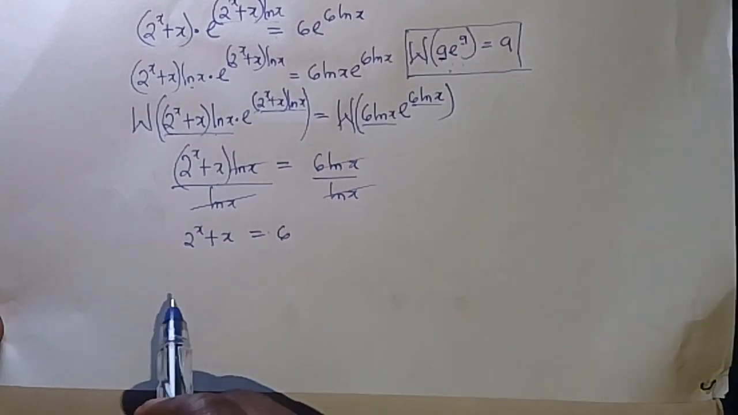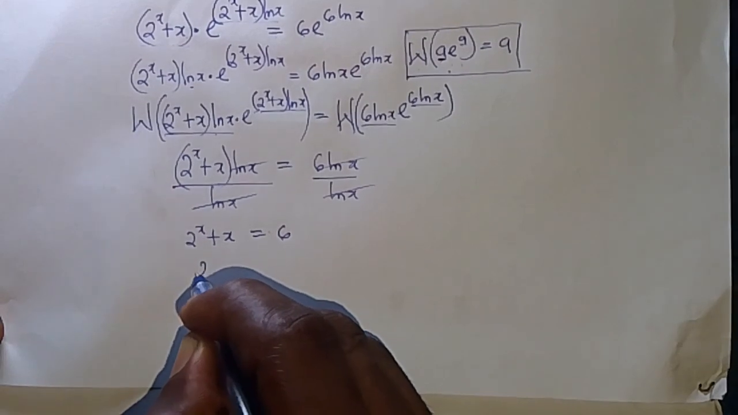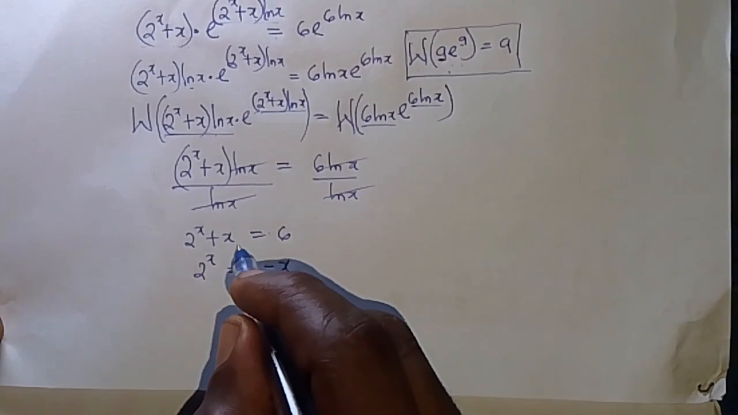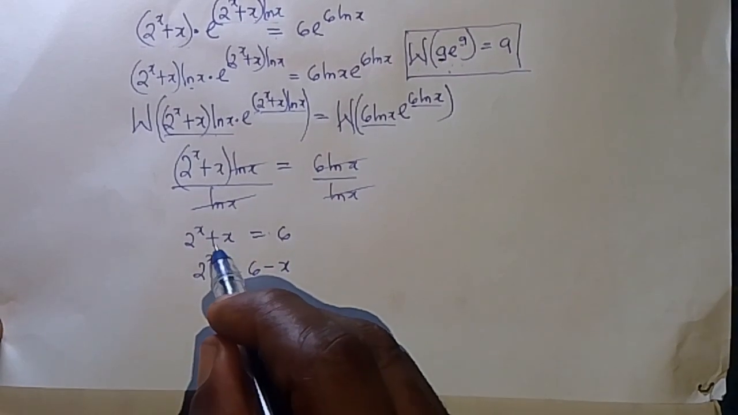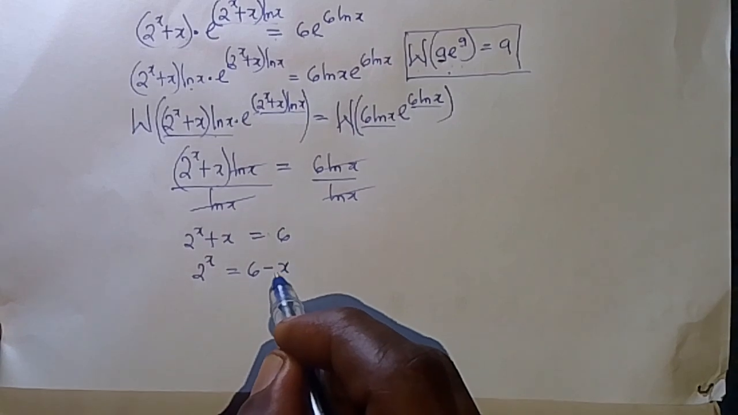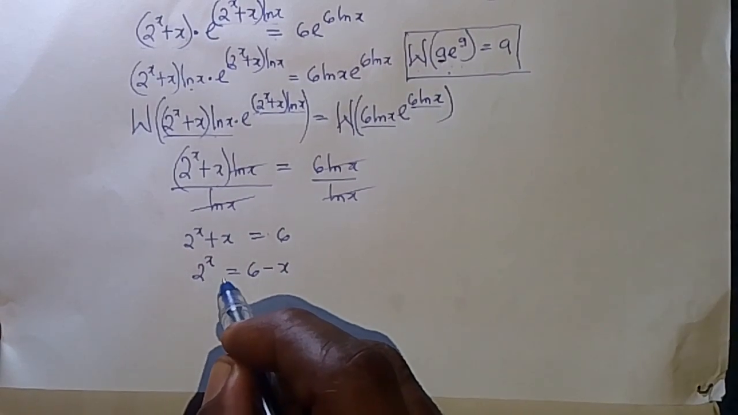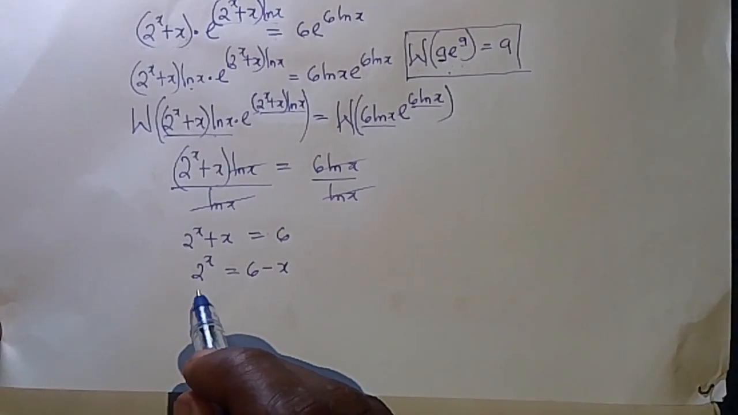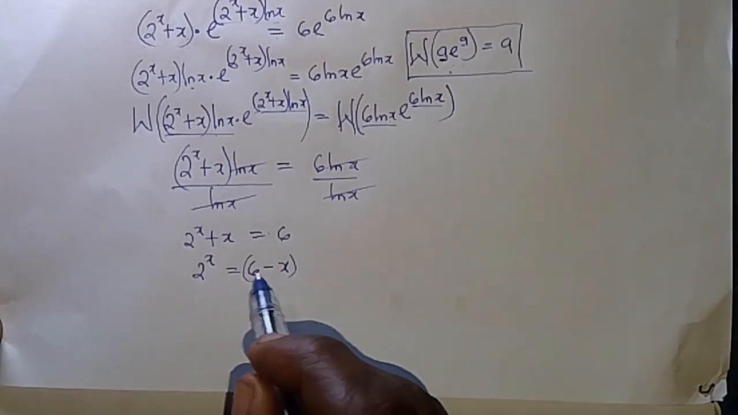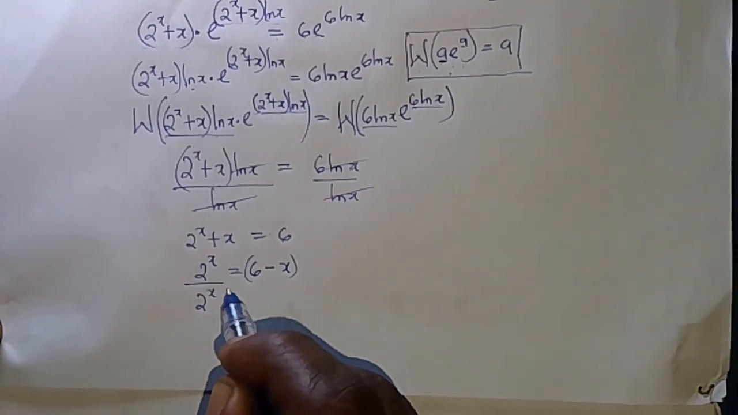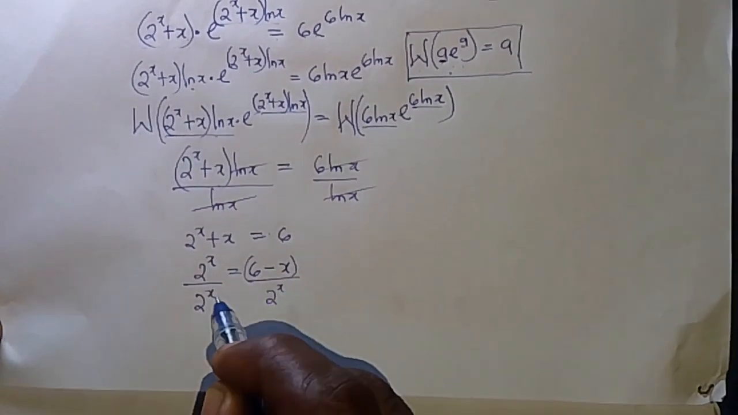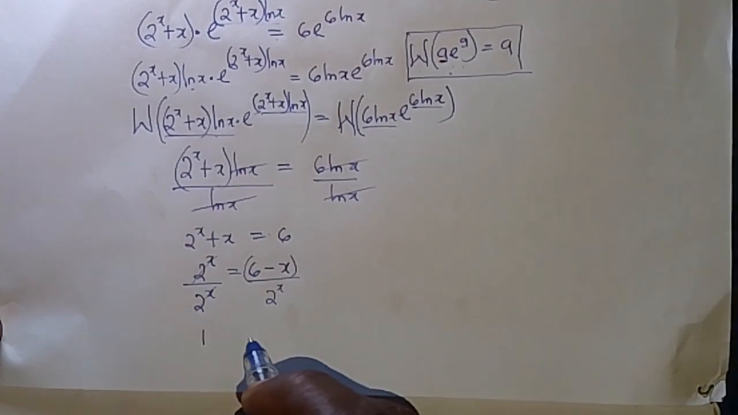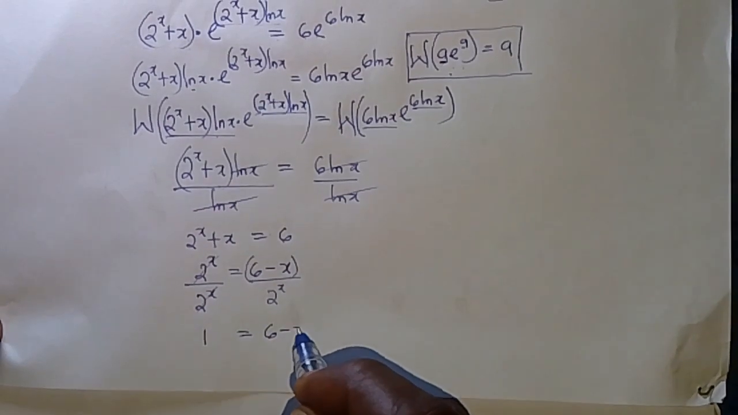So this can further be simplified to be 2 to the power of x, which equals 6 minus x. We have just taken x to the right hand side of this equation, and when this positive x crosses the equality sign, it becomes a negative x. Then we are having 2 to the power of x equals 6 minus x. So we have to divide through by 2 to the power of x. So if we divide both sides by 2 to the power of x, then this can go through one time. Then we'll be having that 1 equals 6 minus x.